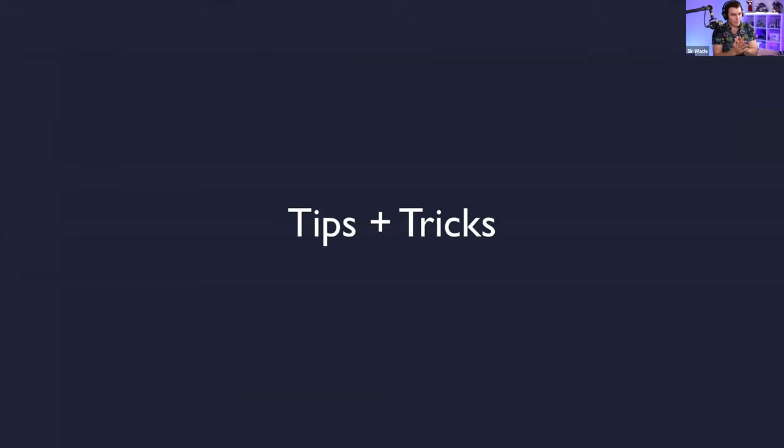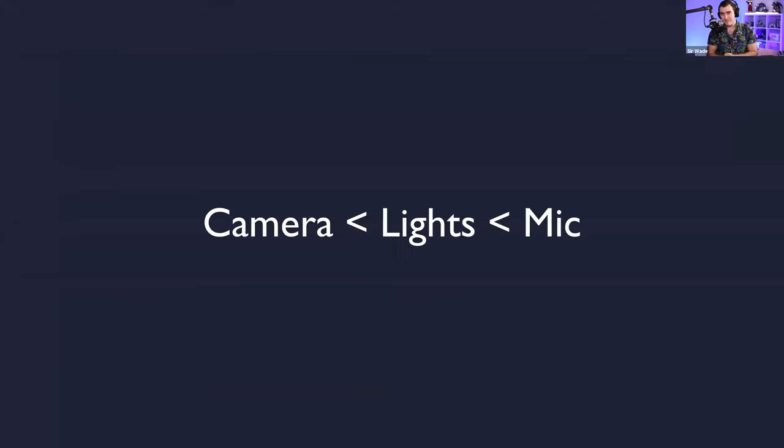Tips and tricks. Simple stuff. Your camera is not your most important thing. Most people think it is. They think a big fancy camera is going to do it for them. You can have a $50 webcam and some nice lighting look better than a $5,000 camera with bad lighting. It won't matter. Your camera cannot save bad lighting if it's bad enough. And most of the time it is.